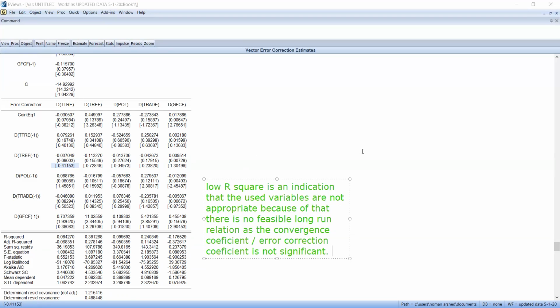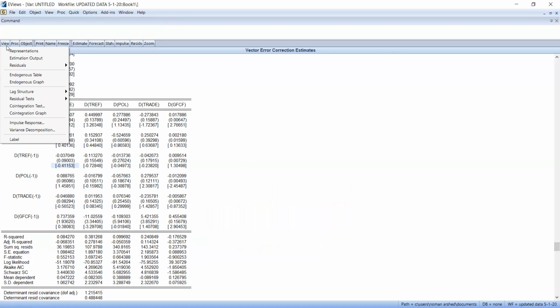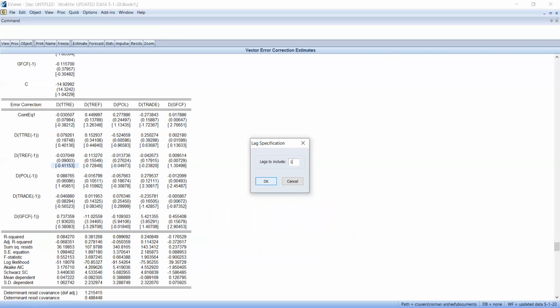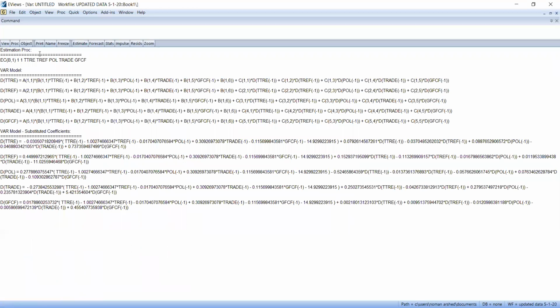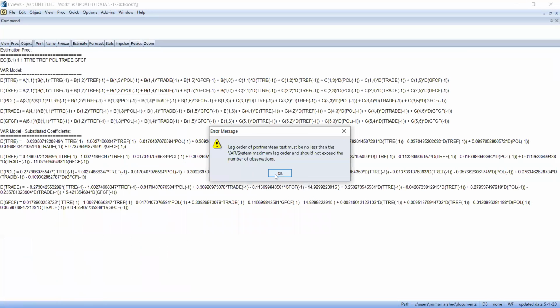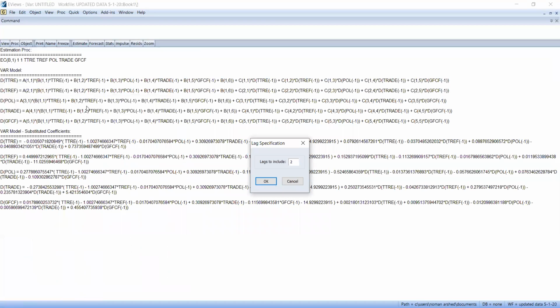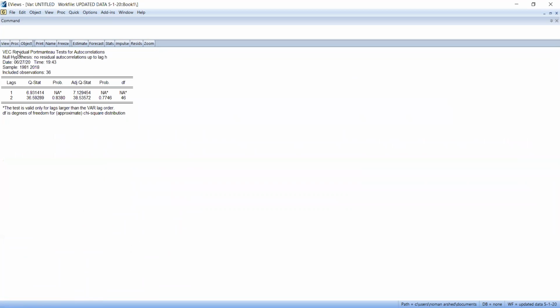Now let's move up and see what we should do next if it was converging, or if it was significant. What we'll do next is check its diagnostics. In the residual tests there is the autocorrelation test. So we'll check the lags. Let me select it again. I only used one lag, so let me use some more.